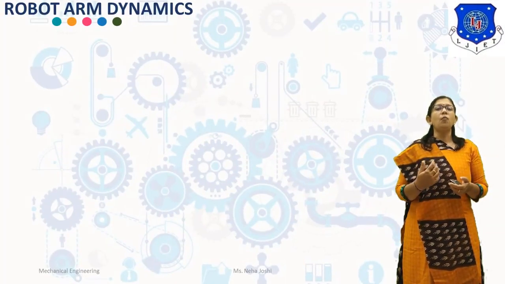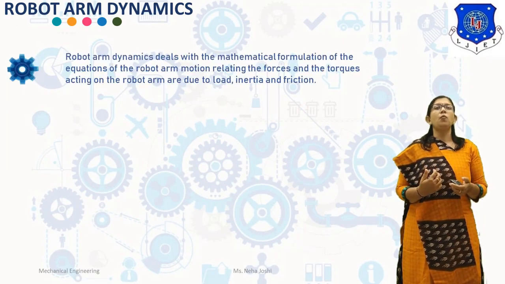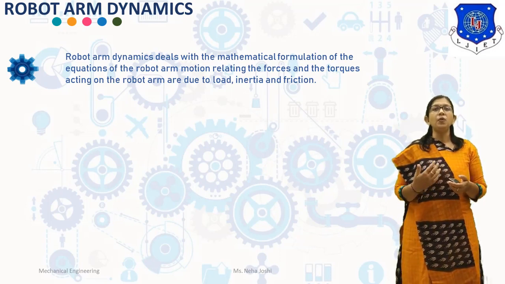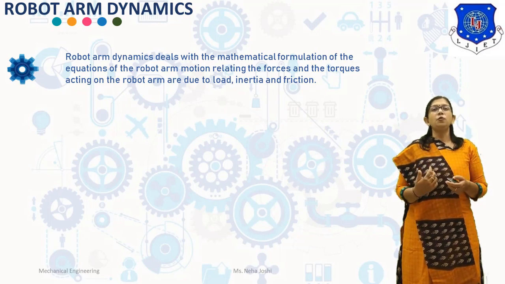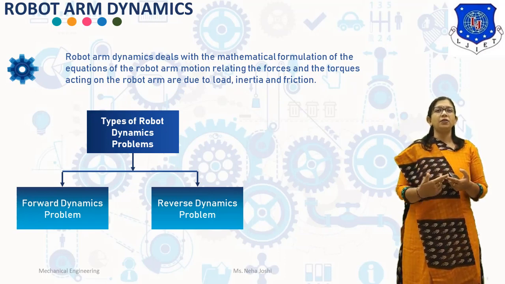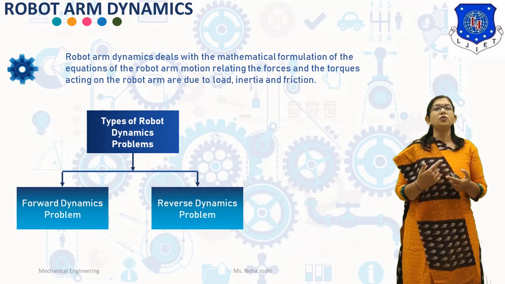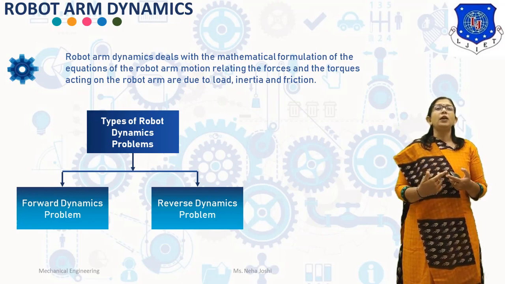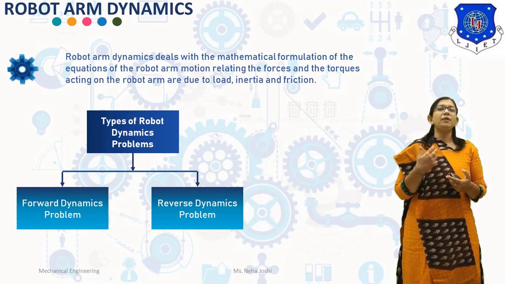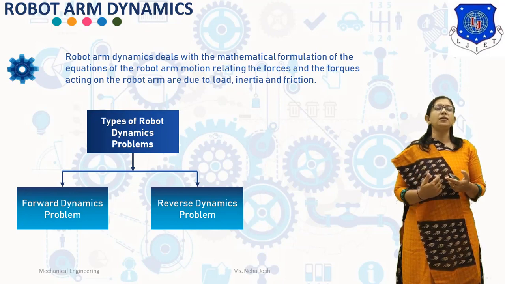Now, what is robotic arm dynamic? Robotic arm dynamic deal with the mathematical formulation of the equation of the robot arm motion relating the forces and torques acting on the robotic arm. The various forces and torques acting on the robotic arm are due to load, inertia and friction. In order to calculate the acceleration of the arm required for calculating the inertia force, the motion equation obtained in the robotic kinematics are differentiated twice. The robot dynamic problem can be further classified into two categories. First one is forward dynamic problem and second one is reverse dynamic problem.